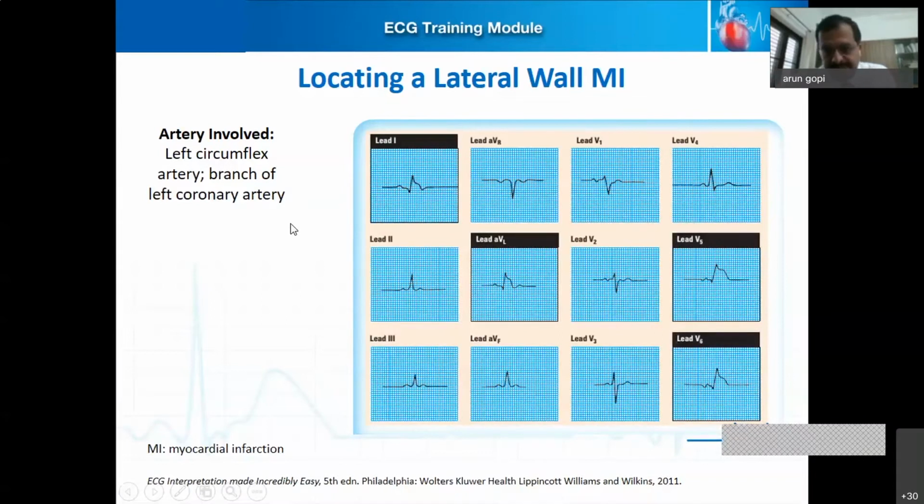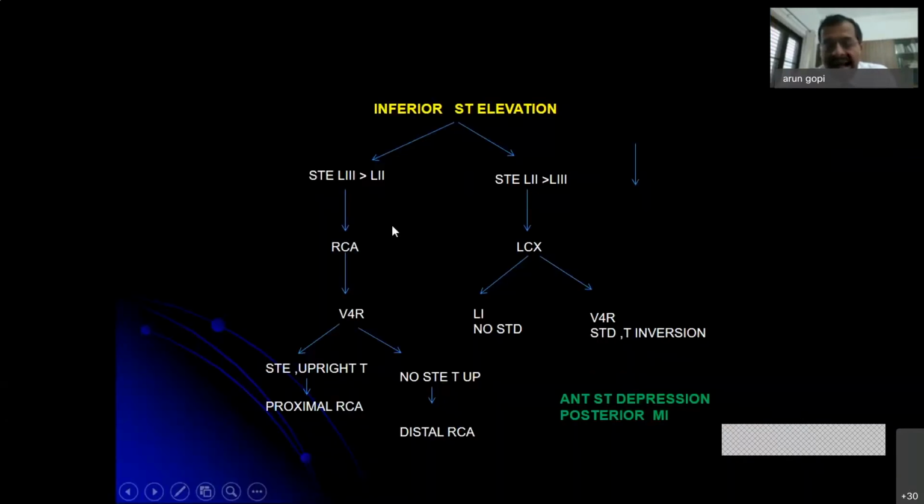On the other hand, if the ST elevation is more in lead 2 than lead 3, and you have corresponding depression in lead 1 and AVL, it is very likely to be involving a dominant left circumflex artery. One other myocardial infarction which is very commonly missed is a posterior wall myocardial infarction.